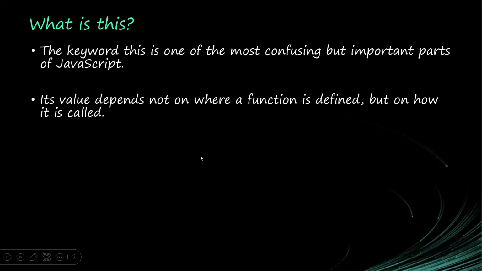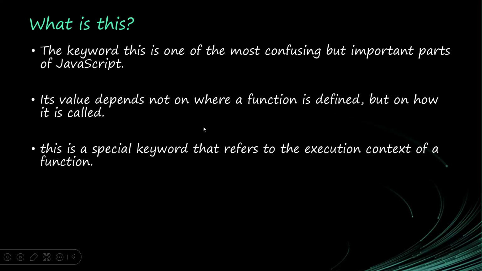So the value of this keyword varies. It doesn't depend on where the function is defined; it depends on where the function is called. This is a special keyword that refers to the execution context. So what is the execution context of a function? Where did you execute that function?